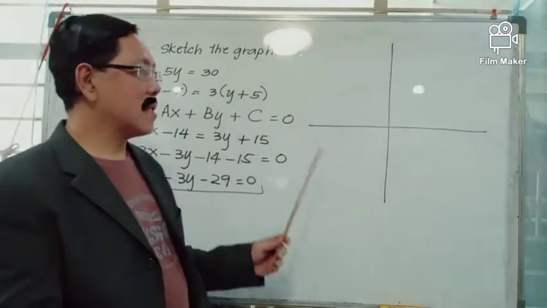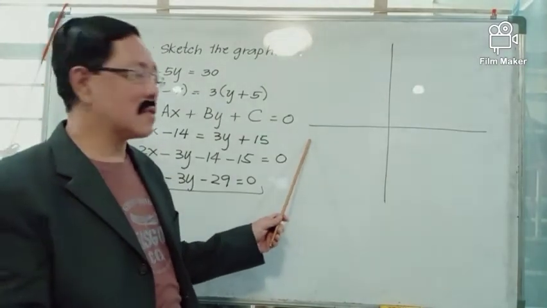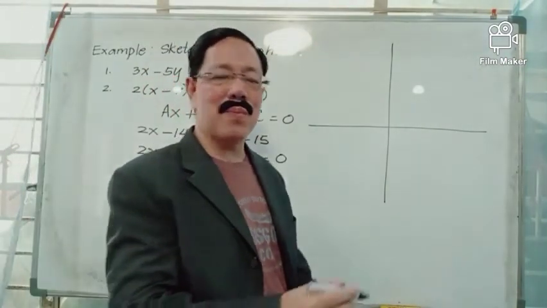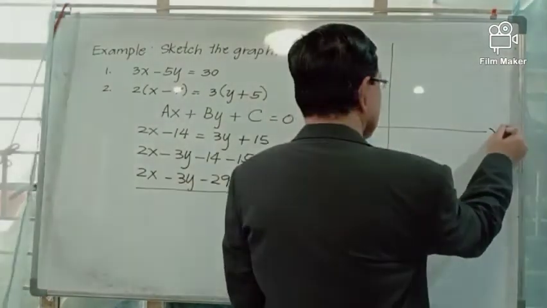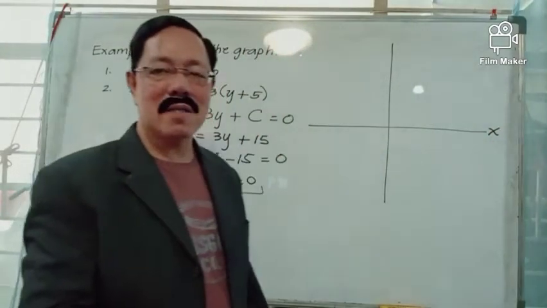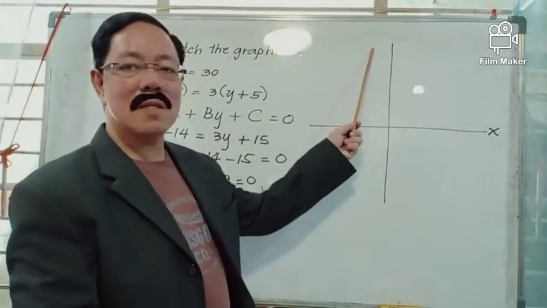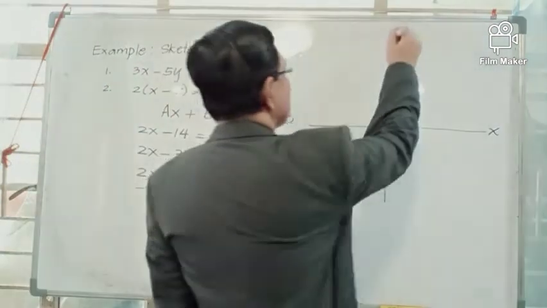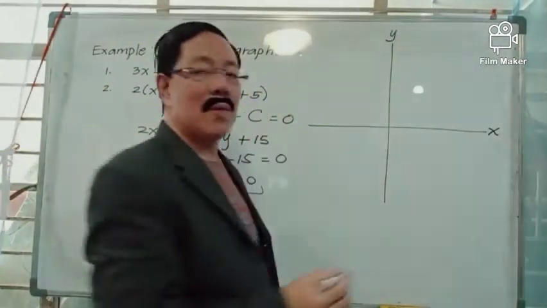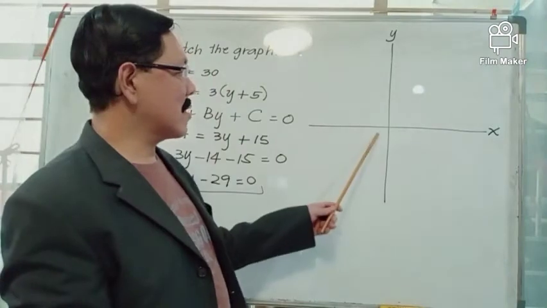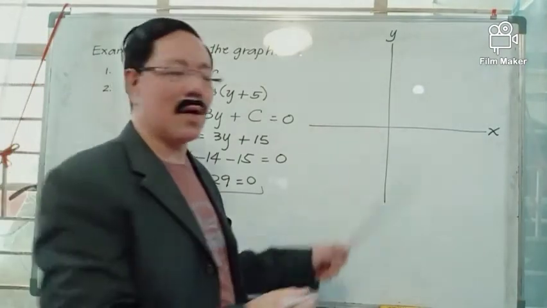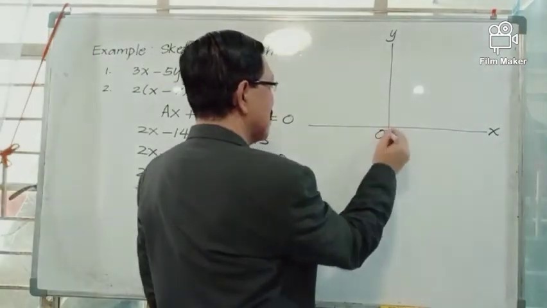The Cartesian plane consists of two axes. The horizontal axis is denoted by x. That's why we call it x-axis. The vertical axis is denoted by y. And we call it the y-axis. At the intersection of the two axes is the origin, denoted by 0.